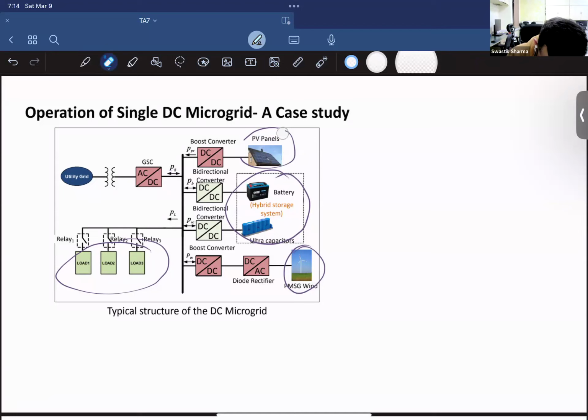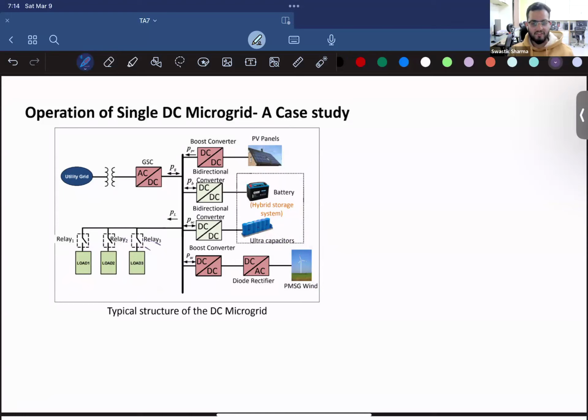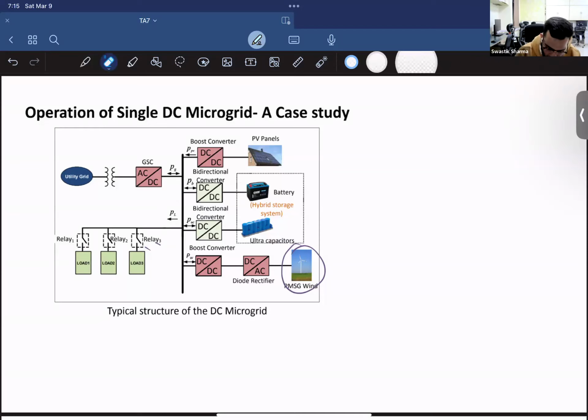So we have, as I discussed, PV panels, a hybrid storage system, a wind system, loads, and a grid side converter. We know the PMSG wind system, I already discussed it in week 2 or week 3. This wind system consists of a turbine and a generator, which is generally an alternator. This produces power in AC mode, and then this AC is converted to DC, which is then boosted using a DC-DC converter and then connected to a DC bus. Because it's a DC microgrid, the main bus should be DC. So that's how a PMSG works.